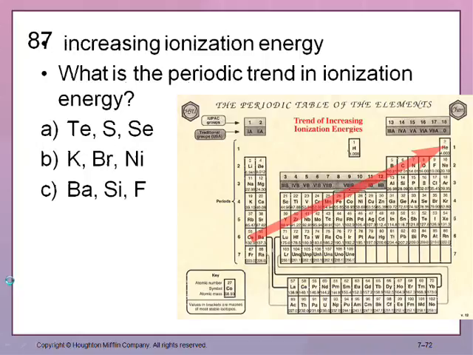Moving on to 87. 87 is about increase in ionization energy. And remember, ionization energy is the energy required to remove an electron from an atom. The more electrons you remove, the greater successive ionization energies will be.